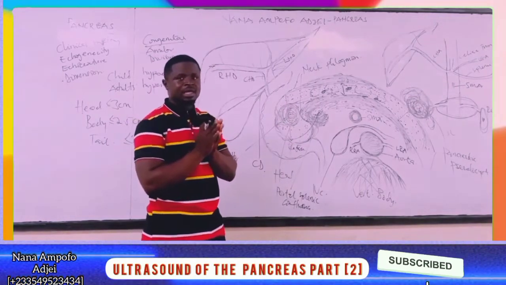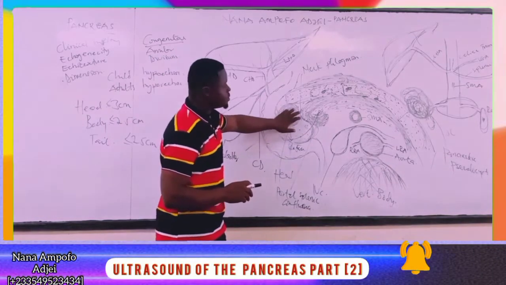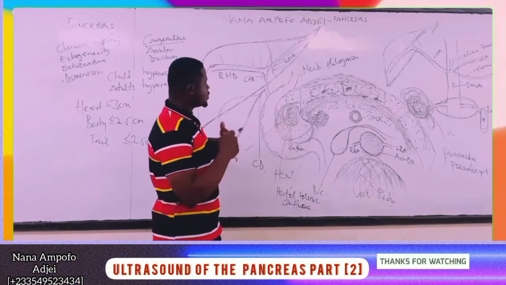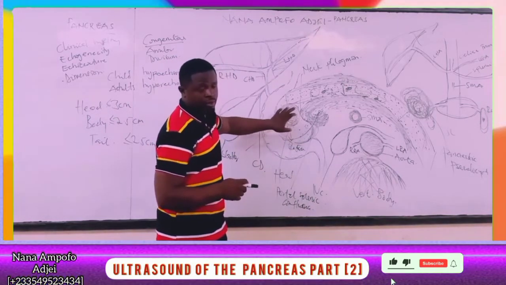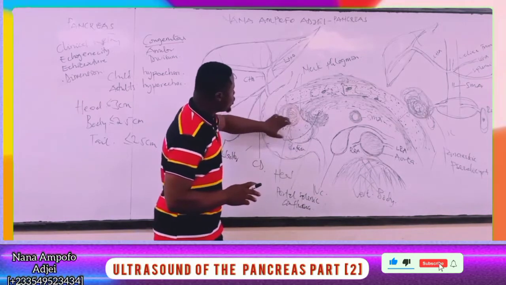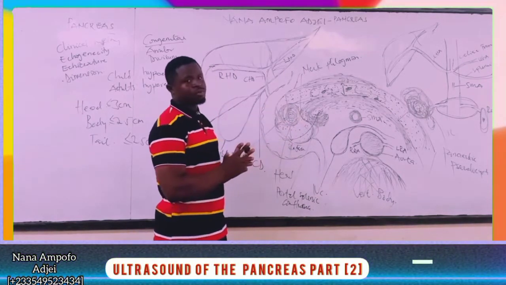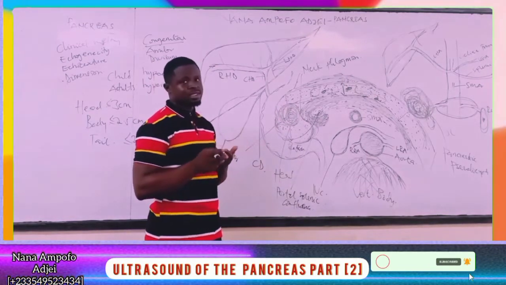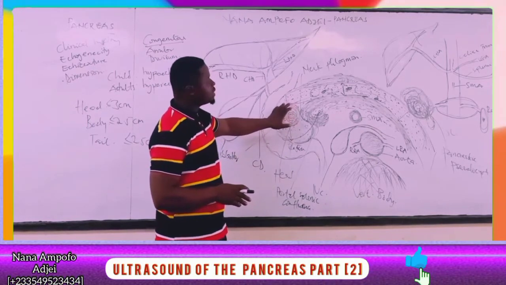And then as I said, we have pancreatic cancer. Mostly they are hypoechoic masses on the head of the pancreas. Okay, so you are scanning and then you realize there's a focal hypoechoic, not hyper, mass on the head of the pancreas. It may signify what? Pancreatic cancer. Okay, most pancreatic cancers or carcinomas mostly arise on the head of the pancreas.